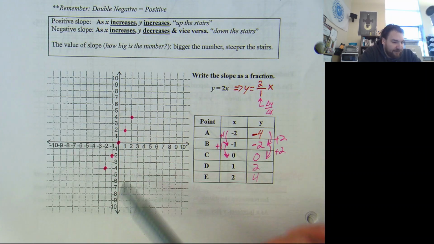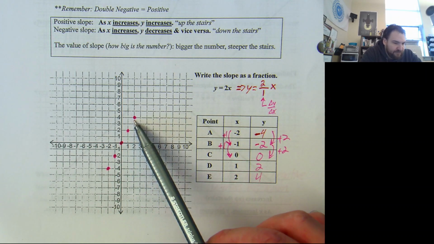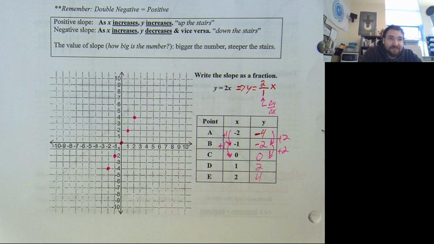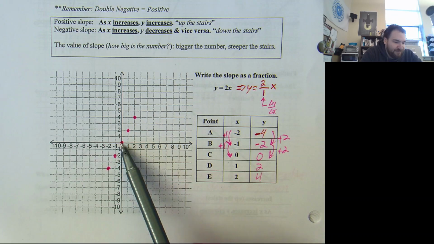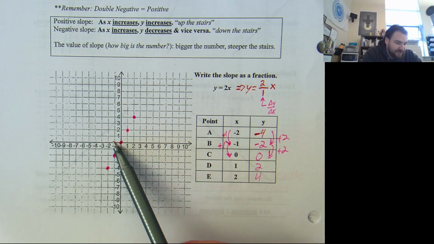And we can follow the pattern. To get from one to the next, we go left 1, up 2, left 1, up 2, left 1, up 2, left 1, up 2. You're right. My lefts and rights are backwards. Right 1, up 2, right 1, up 2, right 1, up 2, right 1, up 2. Or we could go left 1, down 2, left 1, down 2, left 1, down 2, left 1, down 2.